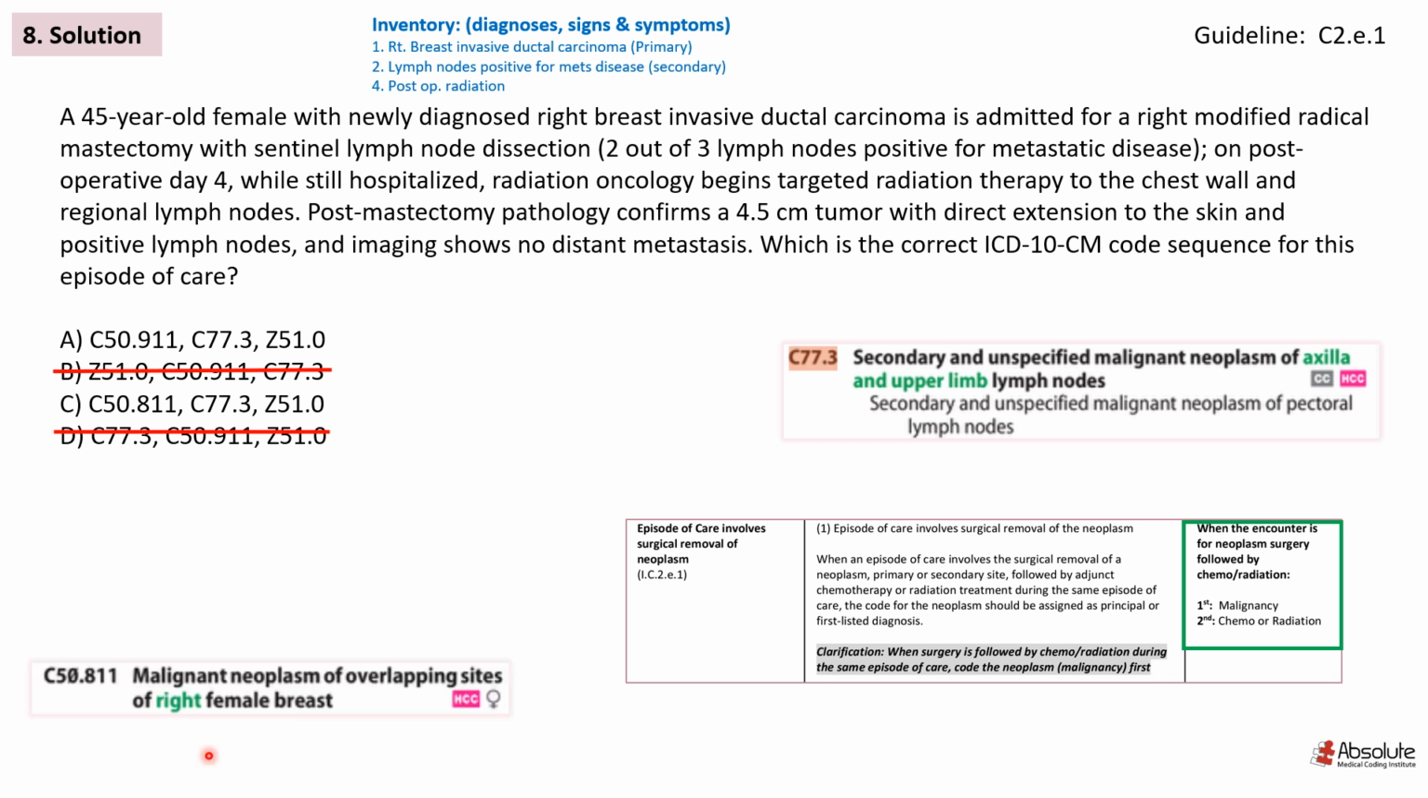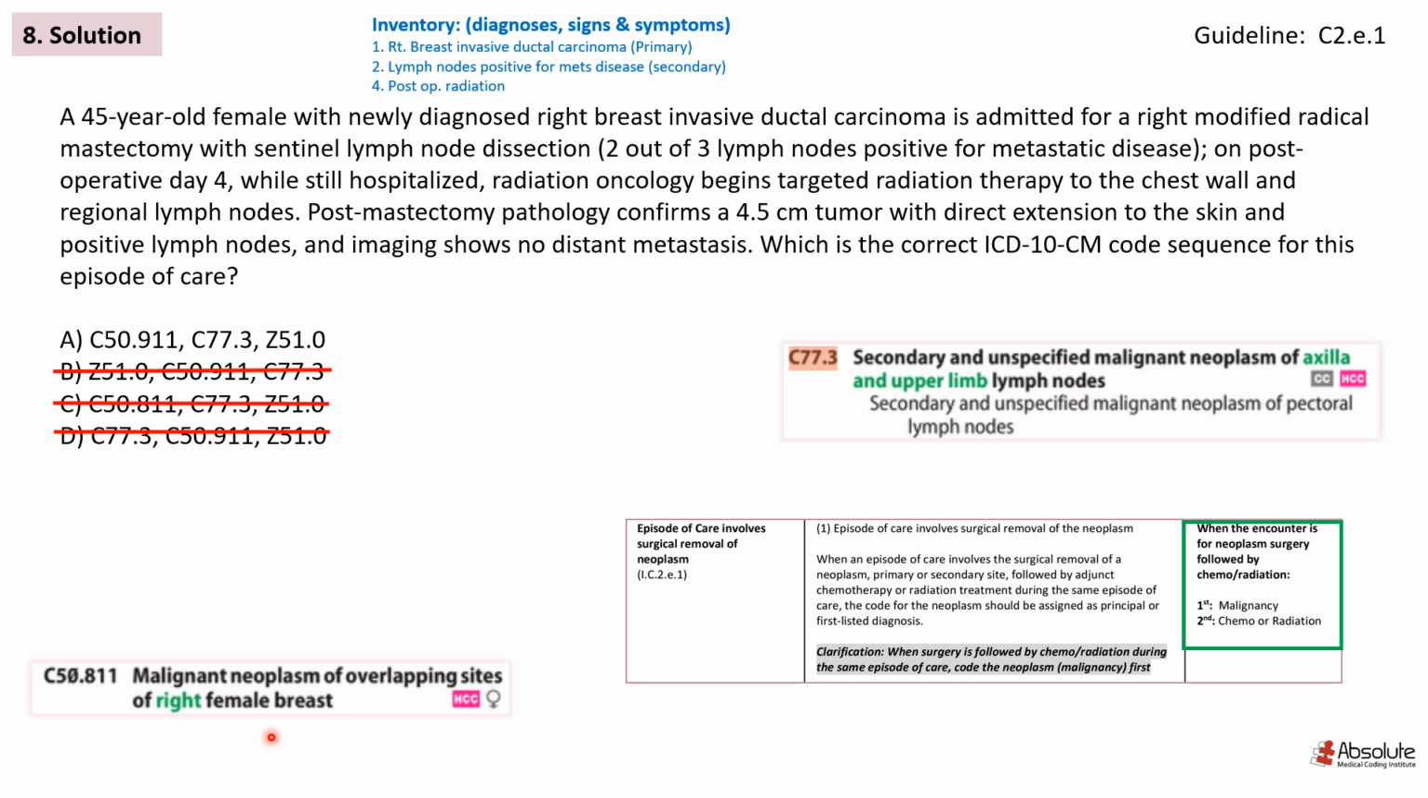And so now let's look at the C50.811 code that's listed in option C. And this is malignant neoplasm of overlapping sites of the right female breast. And if you look in our encounter here, coders, we don't have any mention of overlapping sites. So we don't like this code. We don't like C. We're going to get rid of it. And that just leaves us with A.